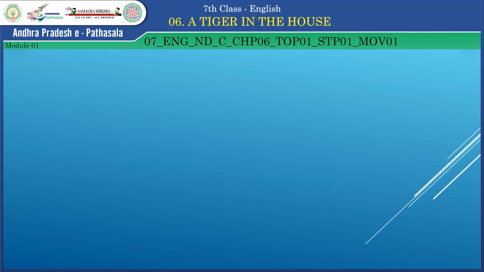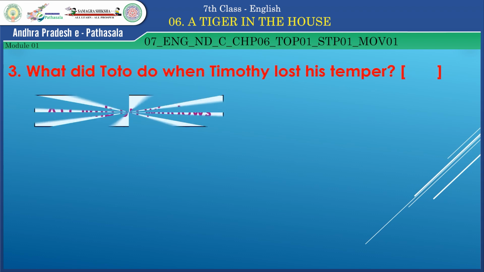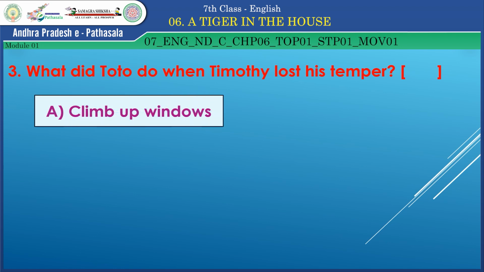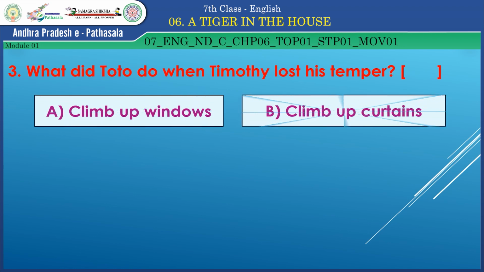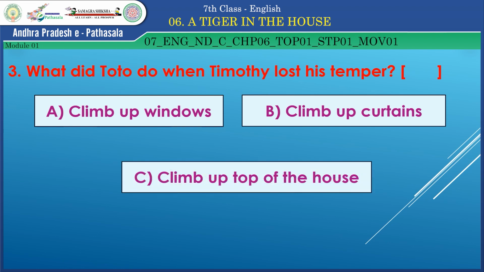Question number 3. What did Toto do when Timothy lost his temper? Option A. Climb up windows. Option B. Climb up curtains. Option C, climb up top of the house. What is the right answer? Can you say? Yes, you are absolutely right. The answer is option B.